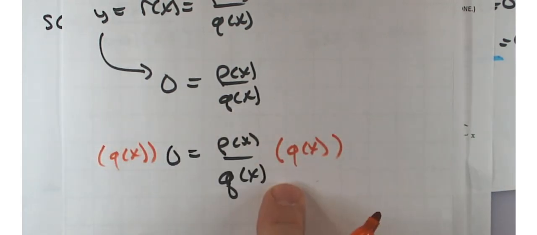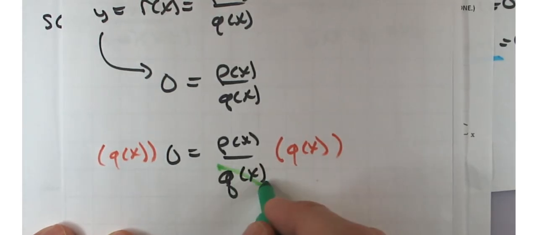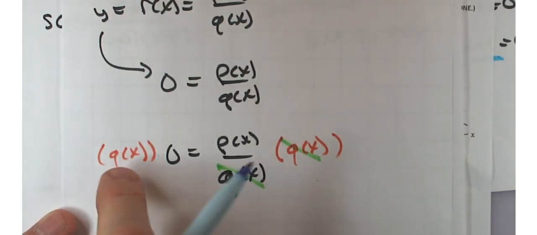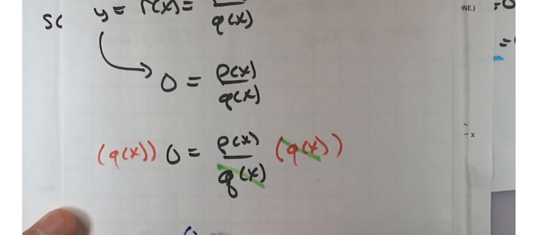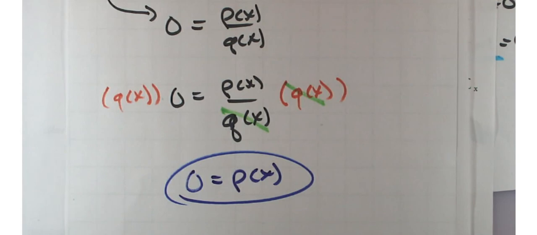What happens when I multiply the right-hand side by q of x? Do you see any simplification? These maybe cancel. Can anyone help me out on the left-hand side? What do we get on the left-hand side when I multiply by q of x? 0. Something times 0 is still going to be 0. So all I'm left with is p of x equals 0, which is exactly the numerator.